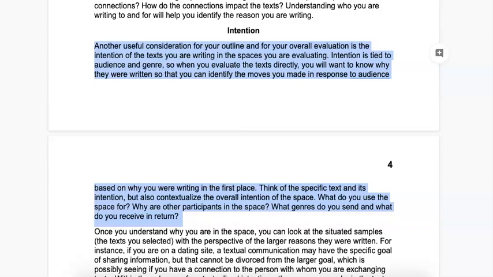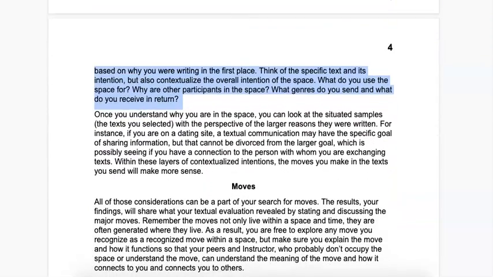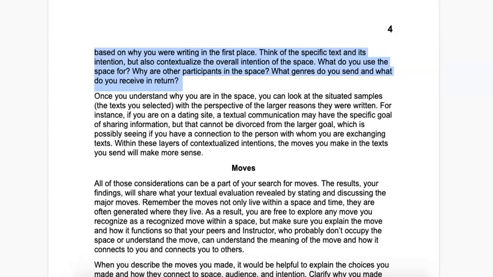Think of the specific text and its intention, but also conceptualize the overall intention of the space. What do you use that space for? Why are other participants in the space? What genres do you send, and what do you receive in return?